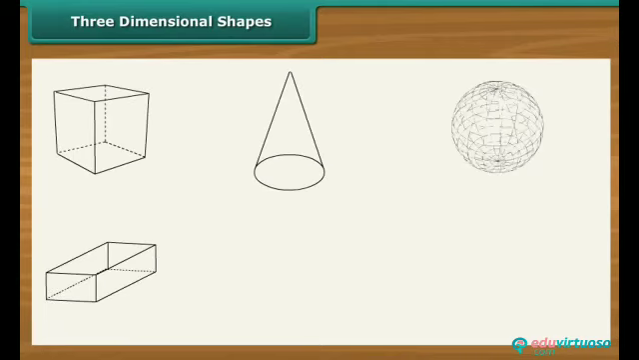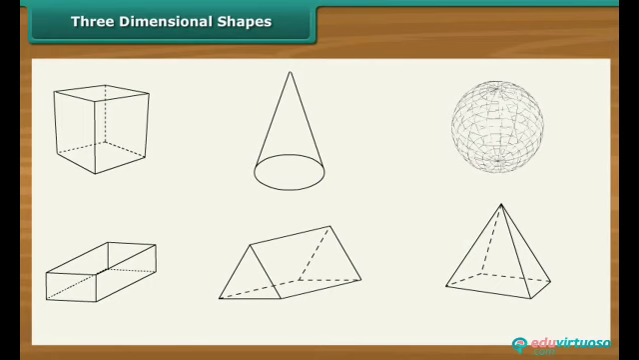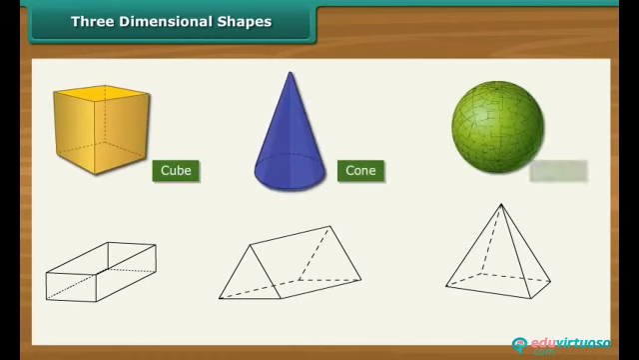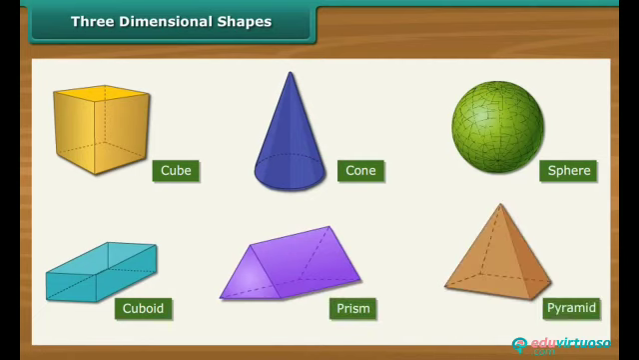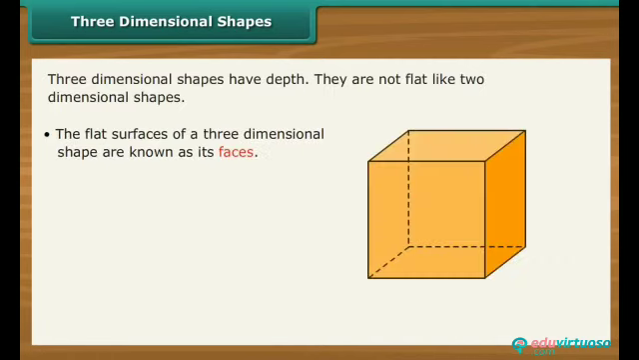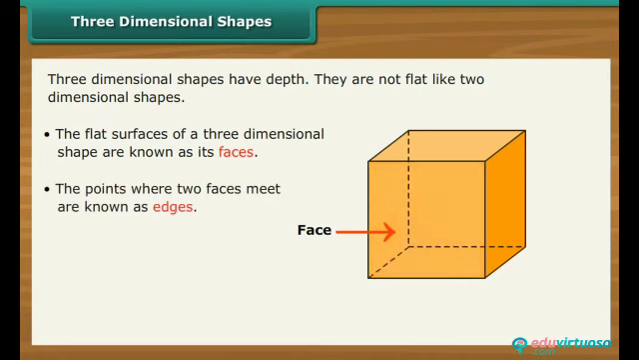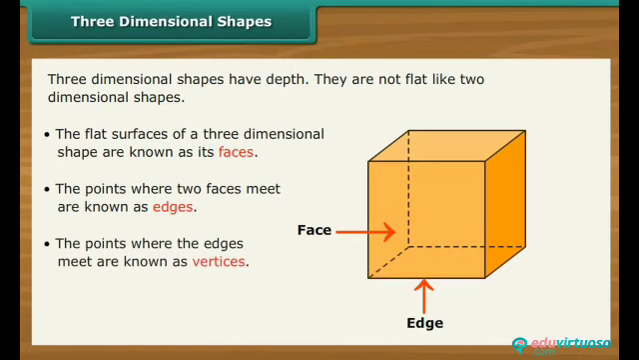Three-dimensional shapes have depth. They are not flat like two-dimensional shapes. Examples of three-dimensional shapes are cube, cone, sphere, cuboid, prism, pyramid, etc. The flat surfaces of a three-dimensional shape are known as its faces. The points where two faces meet are known as edges. The points where the edges meet are known as vertices.